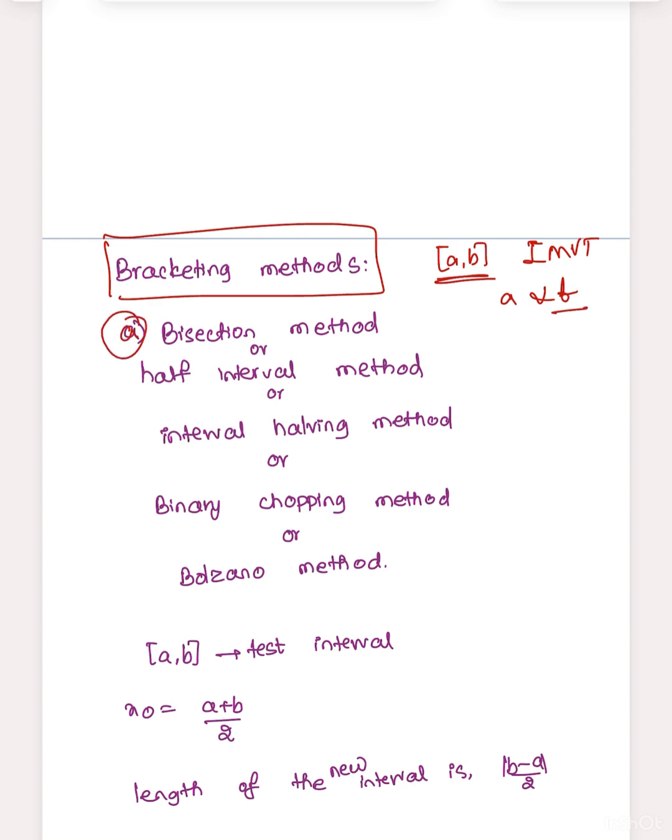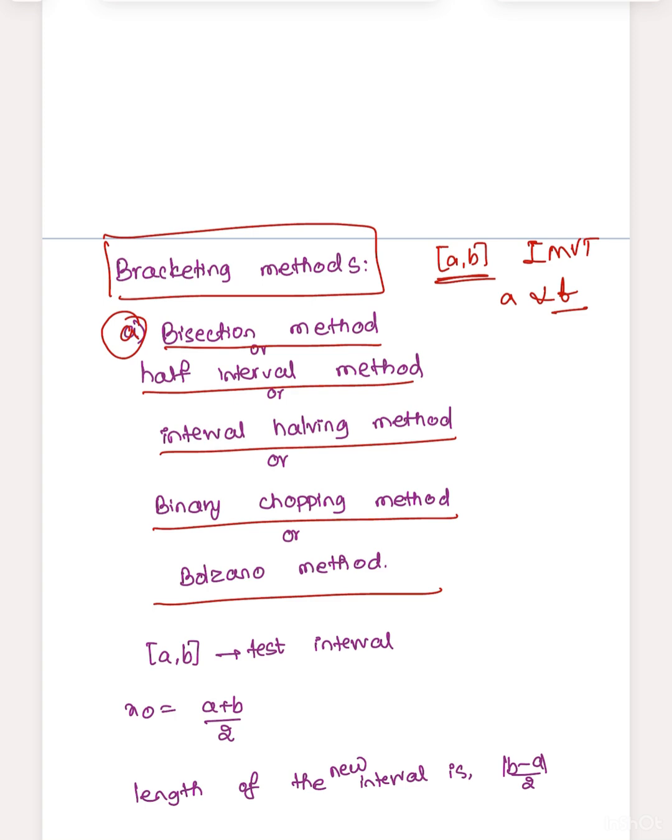Then what is the bisection method? You have to know the bisection method is sometimes called the half interval method, or interval halving method, or binary chopping method, or Bolzano method. So the bisection method has different names: half interval method, interval halving method, binary chopping method, or Bolzano method. These names should be remembered because sometimes they ask with a different name.